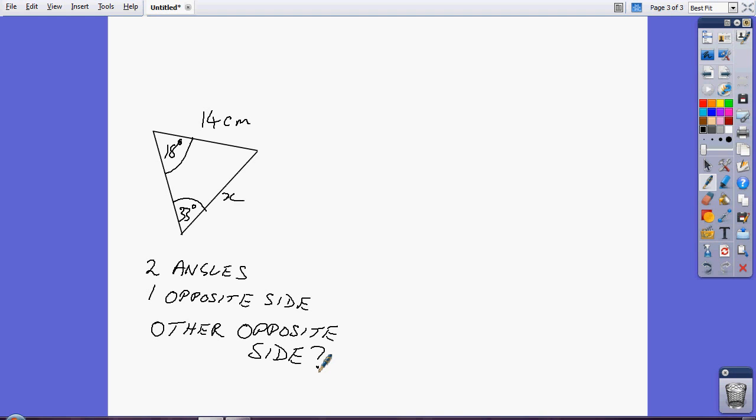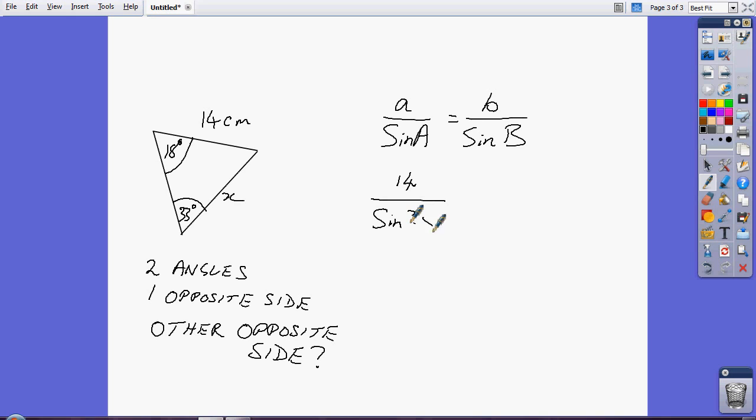So let's use our sine rule. Writing it down again, a over sine of angle A is equal to the length of side b over sine of angle B. Filling in the details, side a will be our known side, which is 14 centimetres, and the opposite angle to that is 33 degrees, so that'll be over sine 33 degrees, and that equals x, the unknown side, over sine of the opposite angle to x, which is 18 degrees.